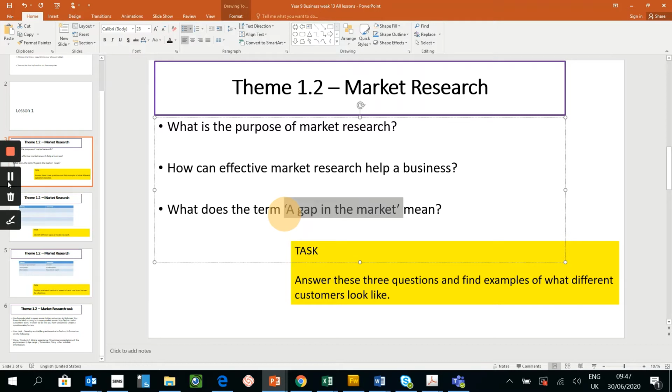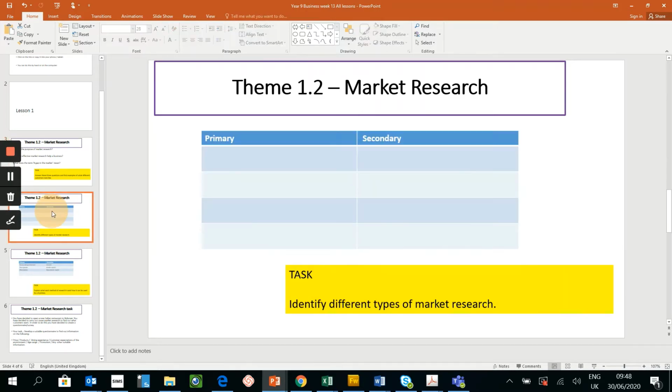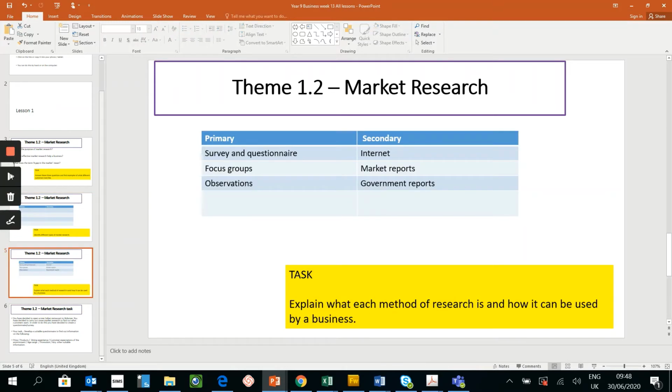So the next point I'd like you to do is identify the different types of market research you have. You've got primary and secondary there. So list as many as you can, and then we'll go through some of the answers. I'm going to give you 3 or 4 minutes to do that.